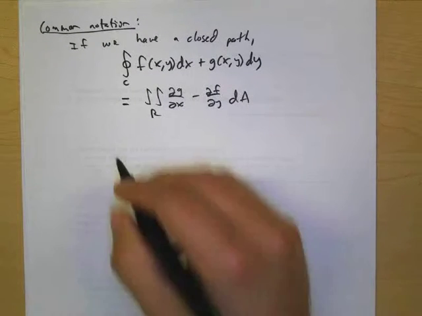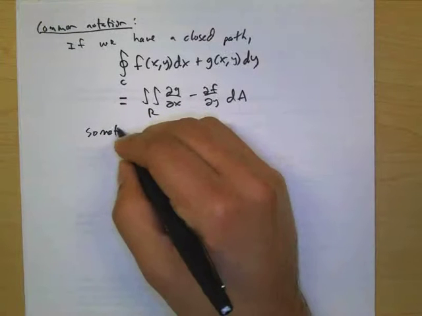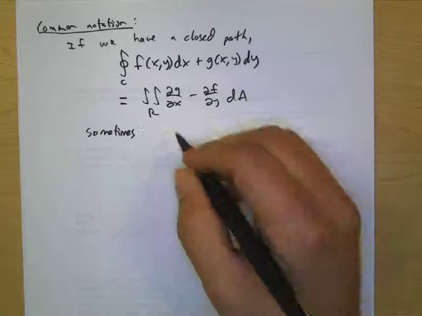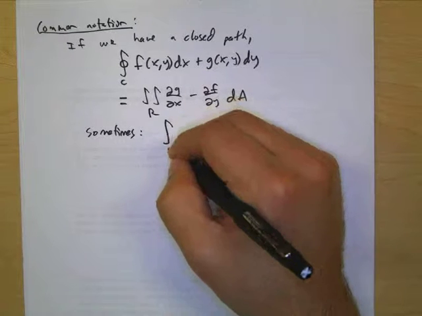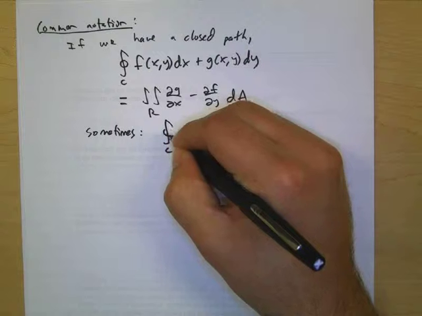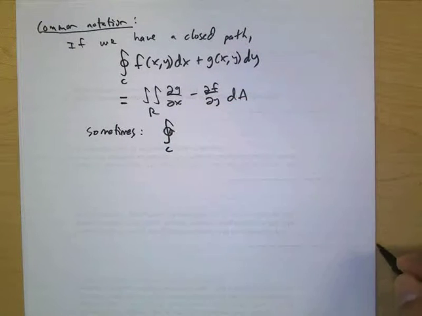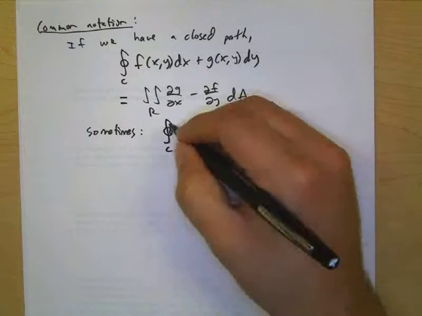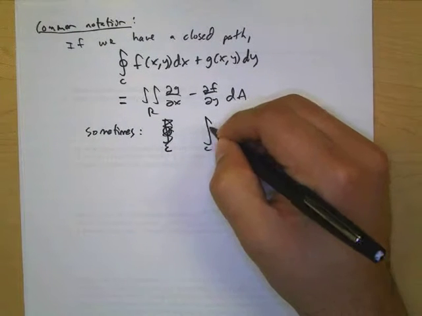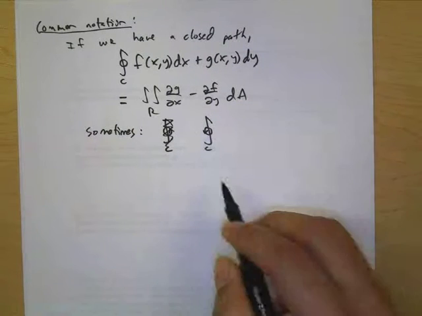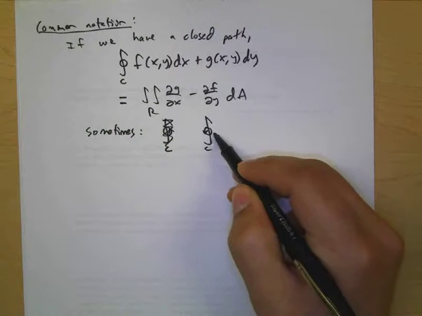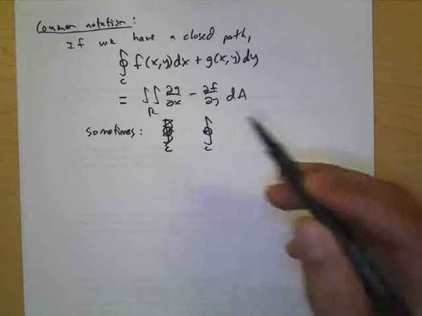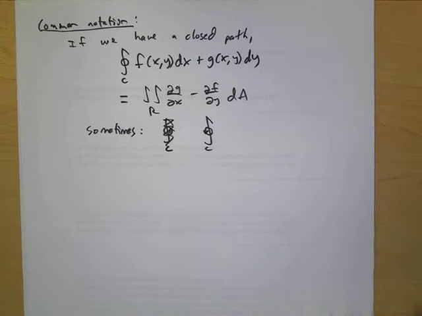Sometimes you'll even see a direction specified on the integral sign. So if you see something like this, I don't know where they usually put it. Actually, they probably put it on the left. So if you see a little circle with the arrow indicating the direction, now you know which way it's oriented, positively or the opposite of that. Yes?